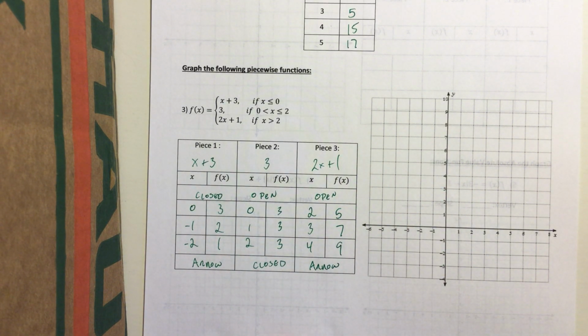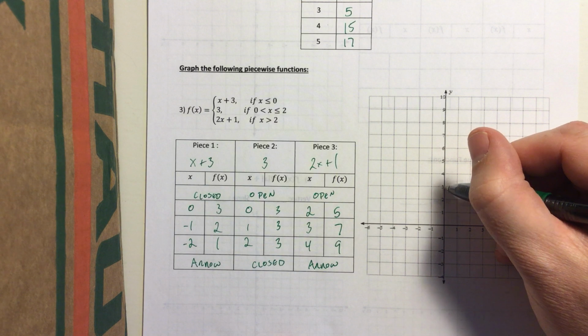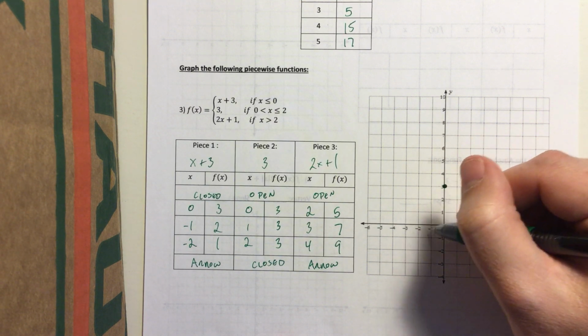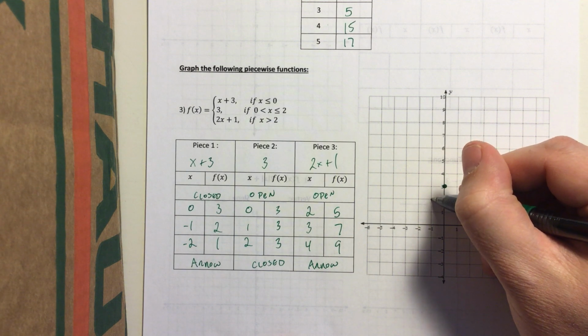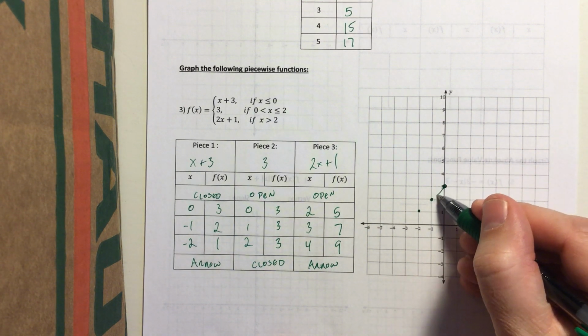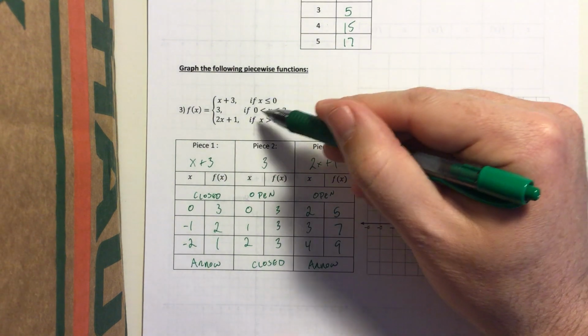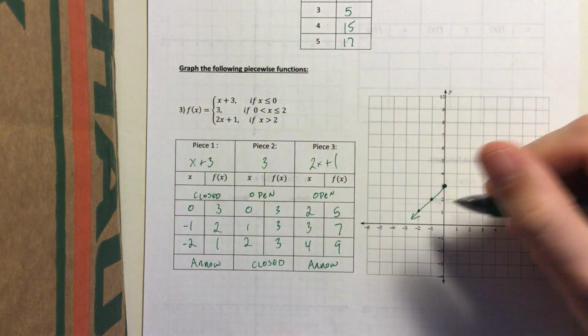All right. So we're going to graph this now. We just want to follow our directions. So at 0, 3, we're going to have a closed circle. At -1, 2, and then -2, 1. And we're just going to have a line that keeps going after that with an arrow, since it keeps going down. From 0 to 2, so 0, 3 is going to be open.